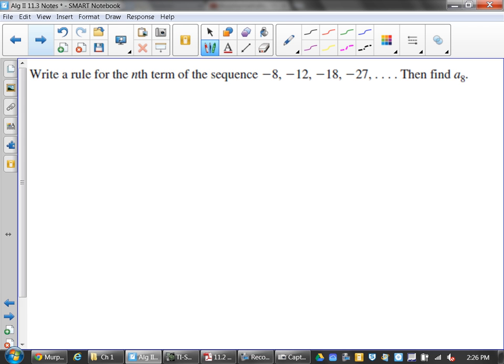If I want to go ahead and start, I want to always write out my rule. My nth rule here is going to be first term times r to the n minus 1. What's your first term? The first term is negative 8. Our rate here. Do I have to go through and check all the ratios? No. I don't, and why is that? Because I know it's geometric. So all I have to do is take the second term divided by the first.